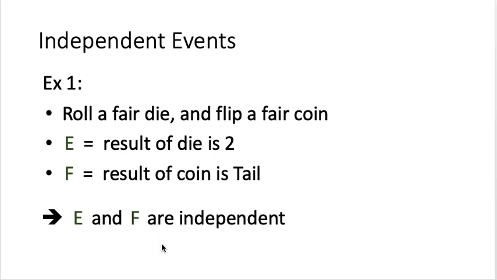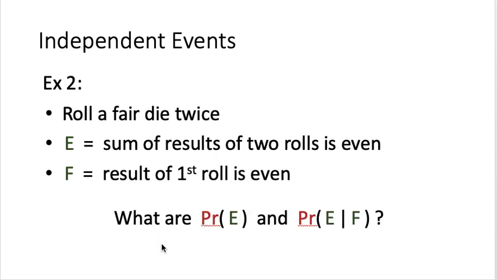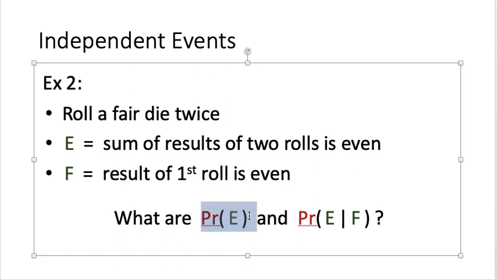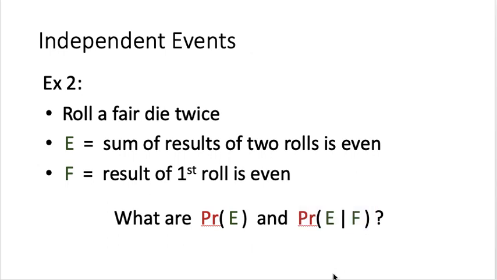But we have another example. Sometimes we need to be careful, okay? So this time we are going to roll a fair die 2 times. We let E be the event that the sum of the results of the 2 rolls is an even number. And we let F be the event that the result of the first roll is even. We want to check whether these two events are independent. So we are going to use our new theorem. We want to find out the probability of E and the probability of E given the knowledge that F occurs. Okay, so let's do the analysis of these two probabilities.